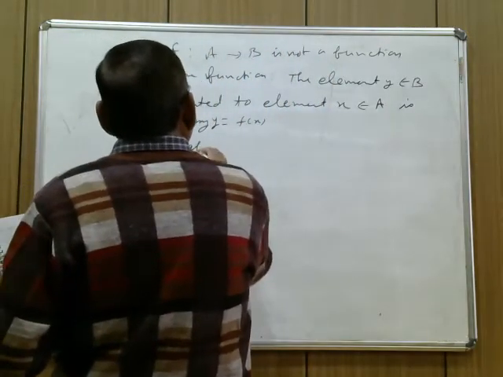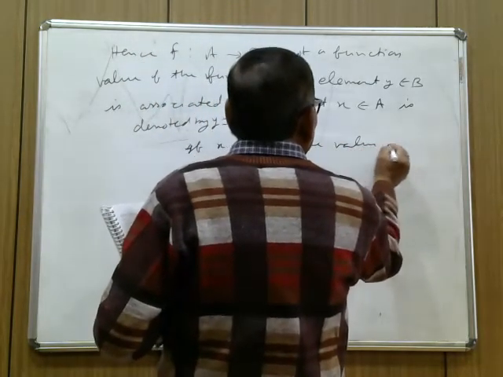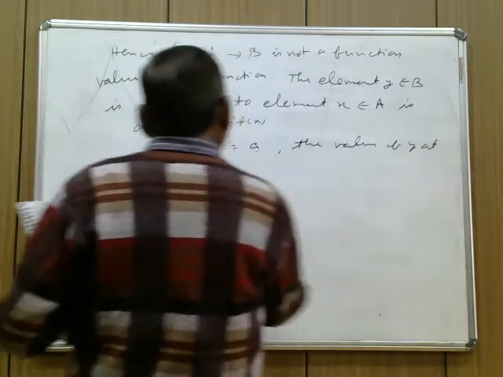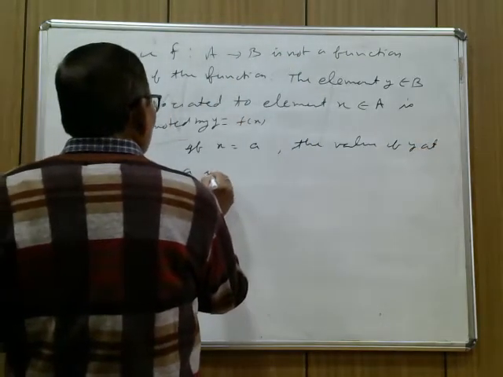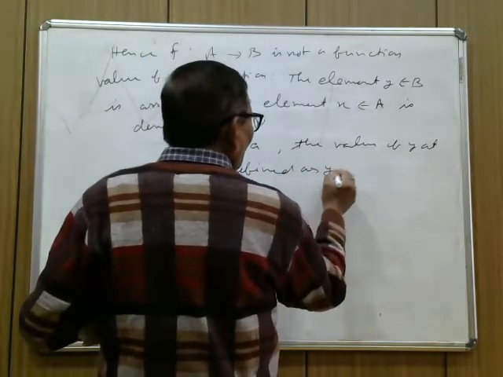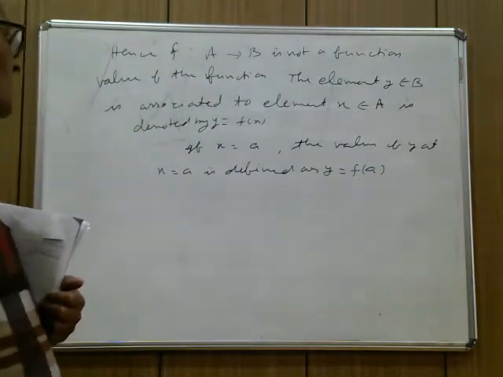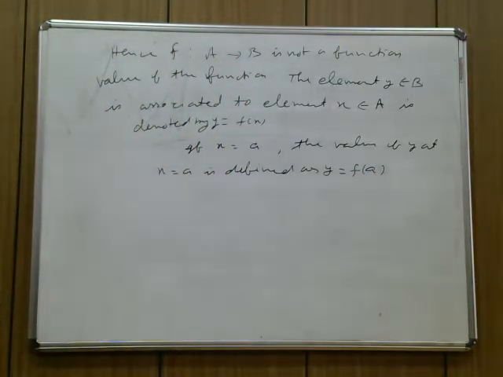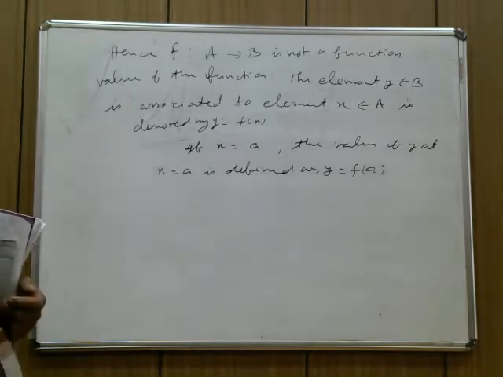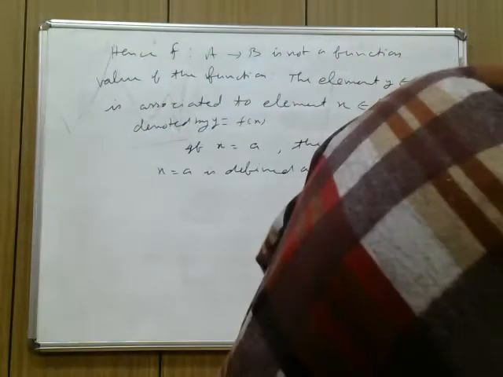If x is a, then the value of y at x equal to a is defined as y equals f of a. So now you see that the value of the function, the element y belongs to B associated to element x belongs to A, is denoted by y equals f(x). If x equals a, then the value of y at x equal to a is defined by y equals f(a).